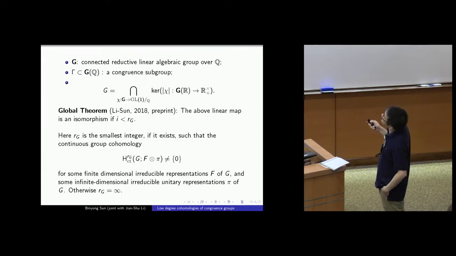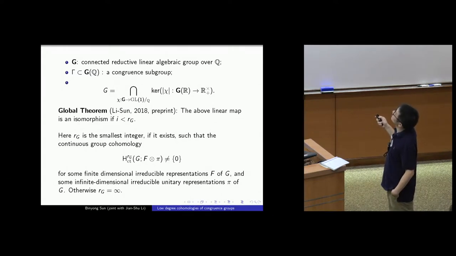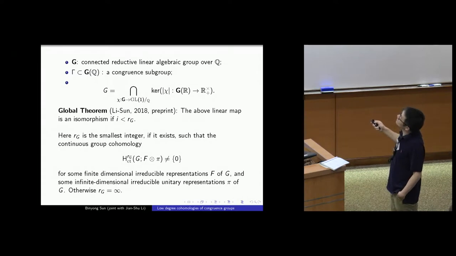So we work on more specific settings. Here black G is a connected reductive linear algebraic group defined over Q, and gamma is a congruence subgroup. Now we suppose gamma to be a congruence subgroup, and this G is the intersection of the kernels of all these homomorphisms. If we define G in this way, then gamma is inside G, and gamma is actually a lattice in G. If we just take G(R), gamma might not be a lattice in the strict sense. So in this case, gamma is a lattice.